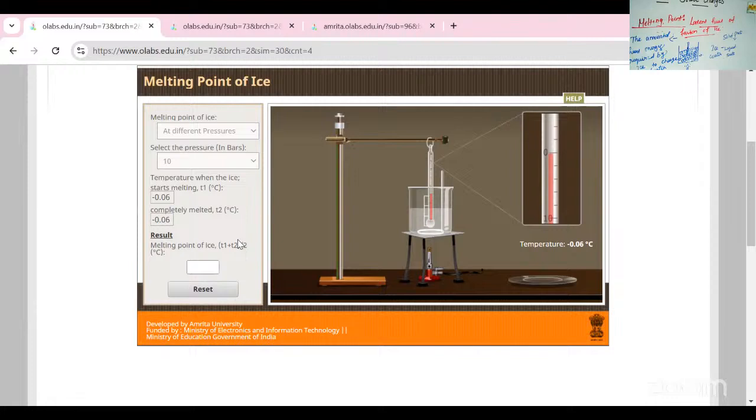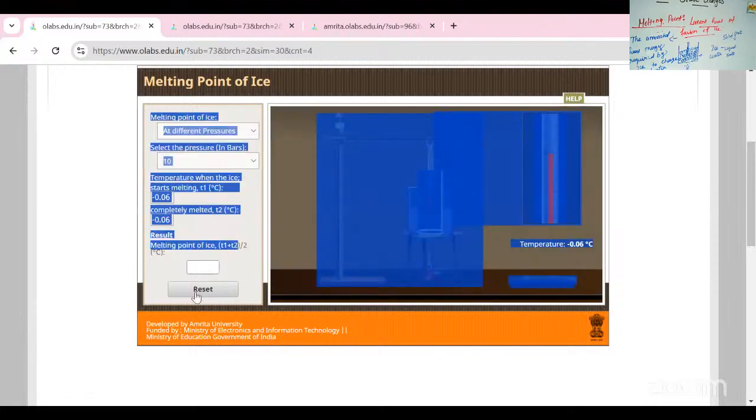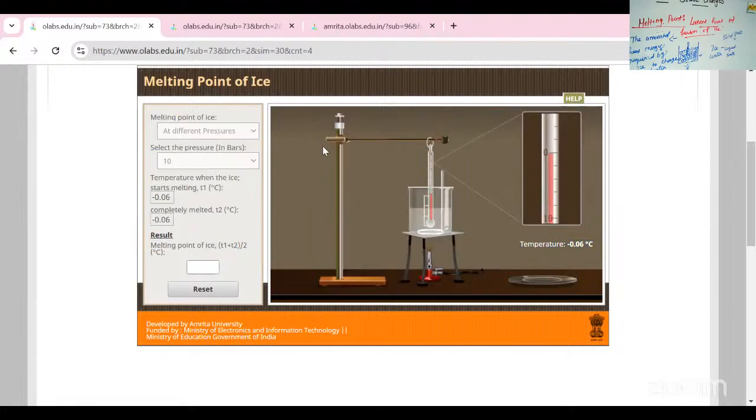This concept is called the latent heat of fusion of ice. Latent heat of fusion of ice means nothing but the ice cubes changing into water. So this process is called the melting point of ice. Melting point of ice means the ice cubes are changed into the water state, the solid state is changed into the liquid state, and the temperature does not change.